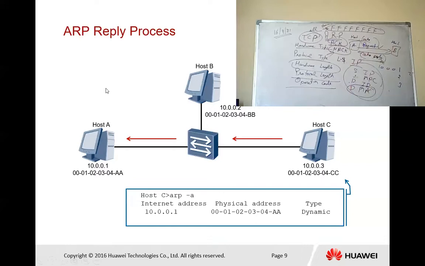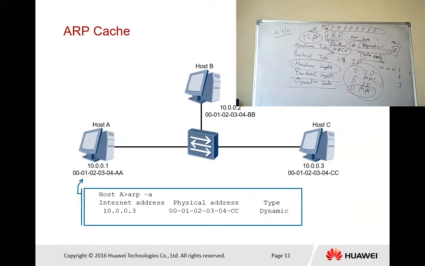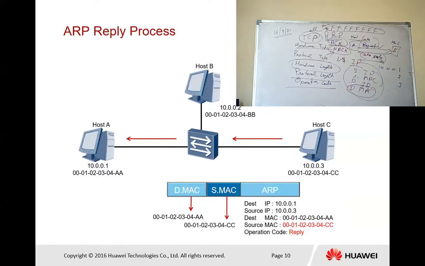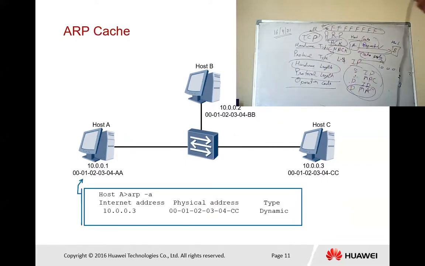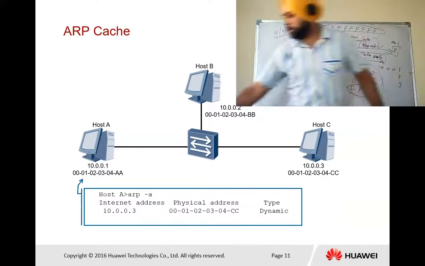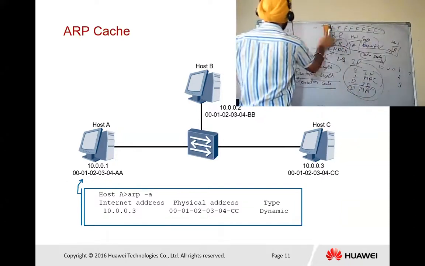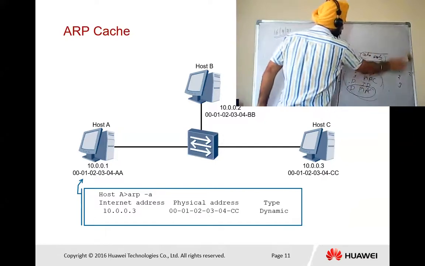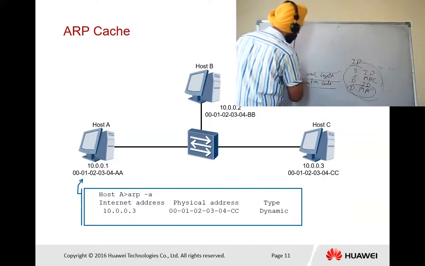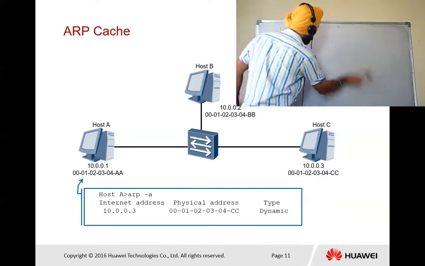Now our next topic is ARP cache. So this is the reply process. We already discussed how we get a reply back from the destination. So next, that is ARP cache.